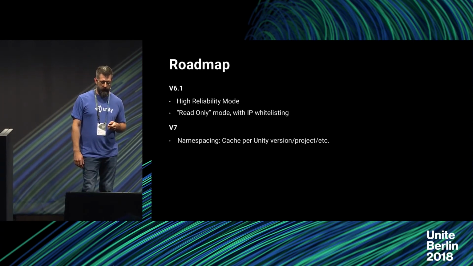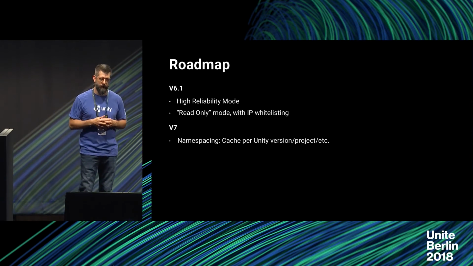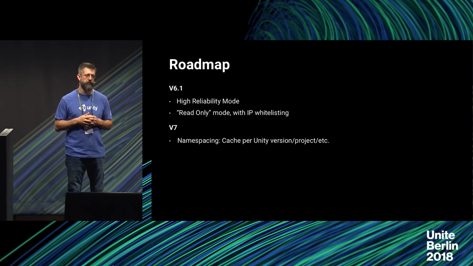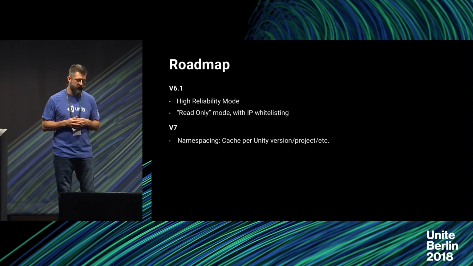And then kind of the next thing we're going to do is implement a namespacing feature. So one of the things that's common is to run multiple cache servers. So for instance, if you work on multiple projects that span different versions of Unity, you might like to have independent cache servers or cache databases. Right now you have to run multiple cache servers to do that.